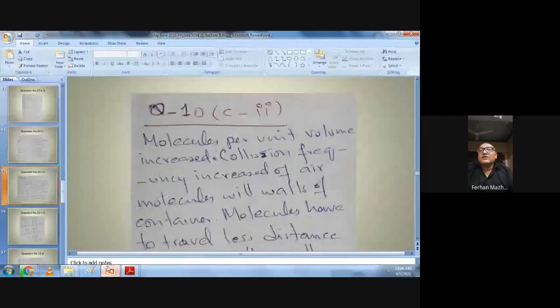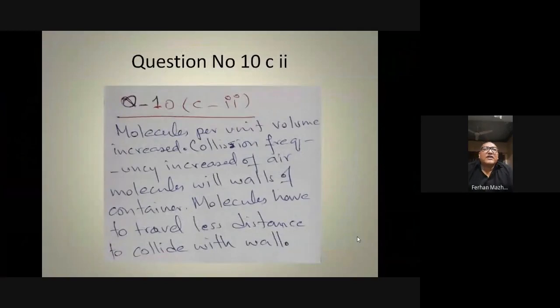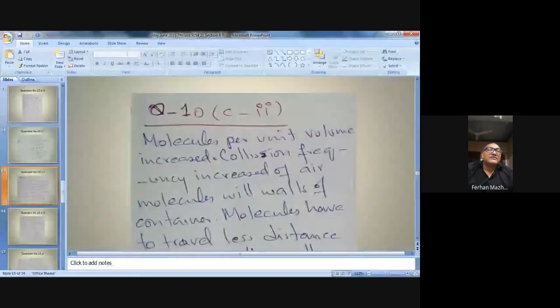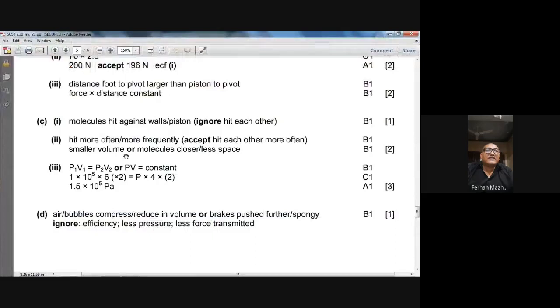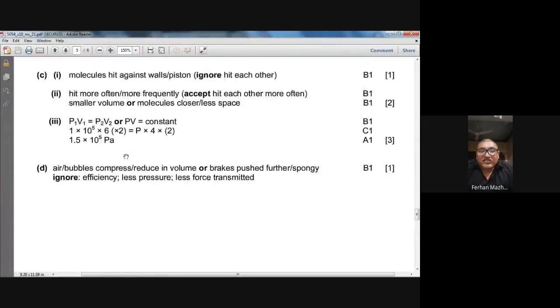Okay. So our answer will be: molecules per unit volume increased, collision frequency of air molecules with the walls of the container increased. Molecules have to travel less distance to collide with the wall. Let me show you the marking scheme. This is a two mark question: hit more often, more frequently, and small volume or molecules closer, less space to travel before colliding.